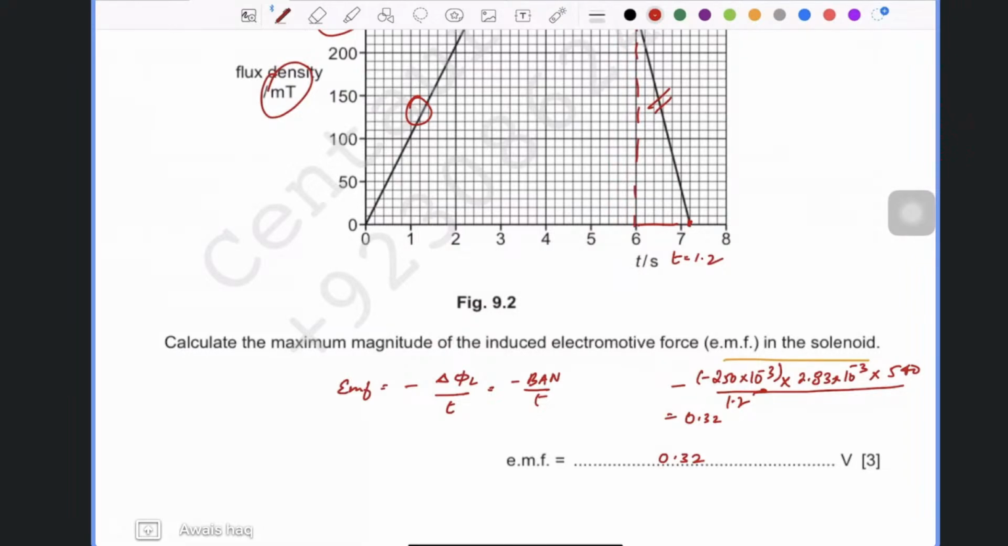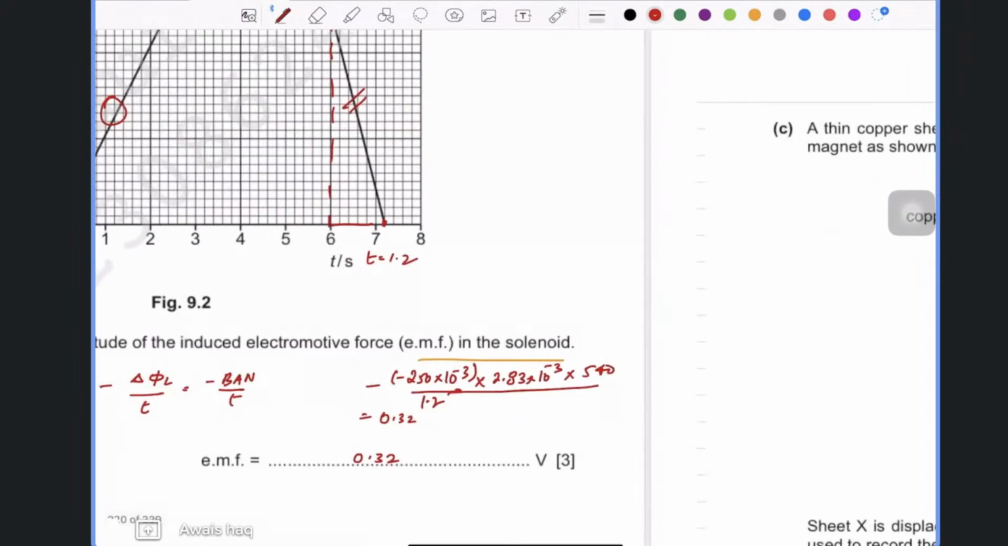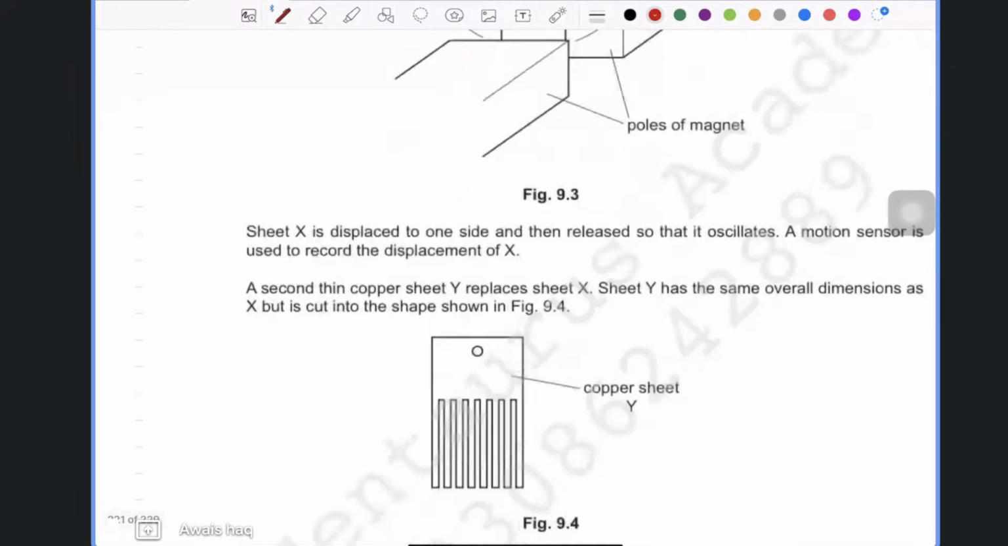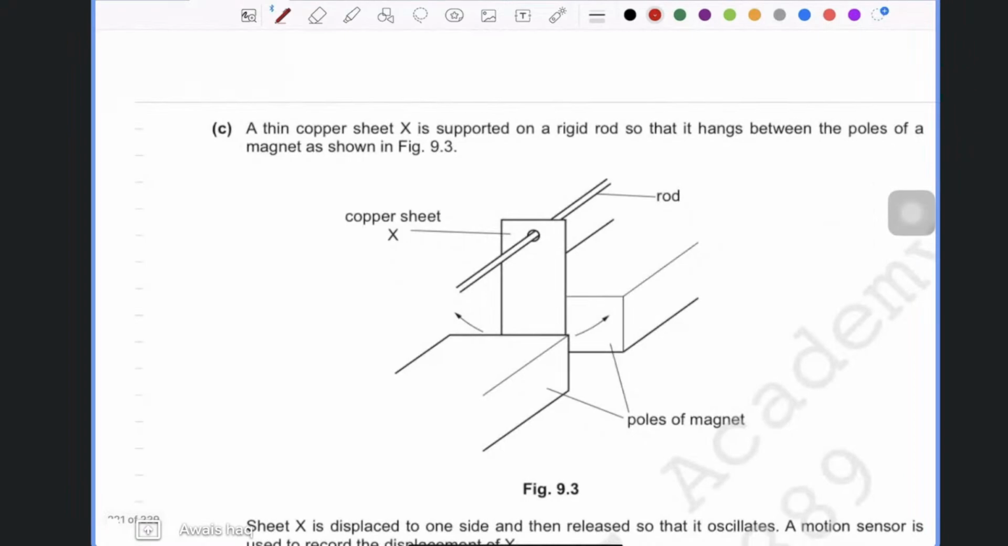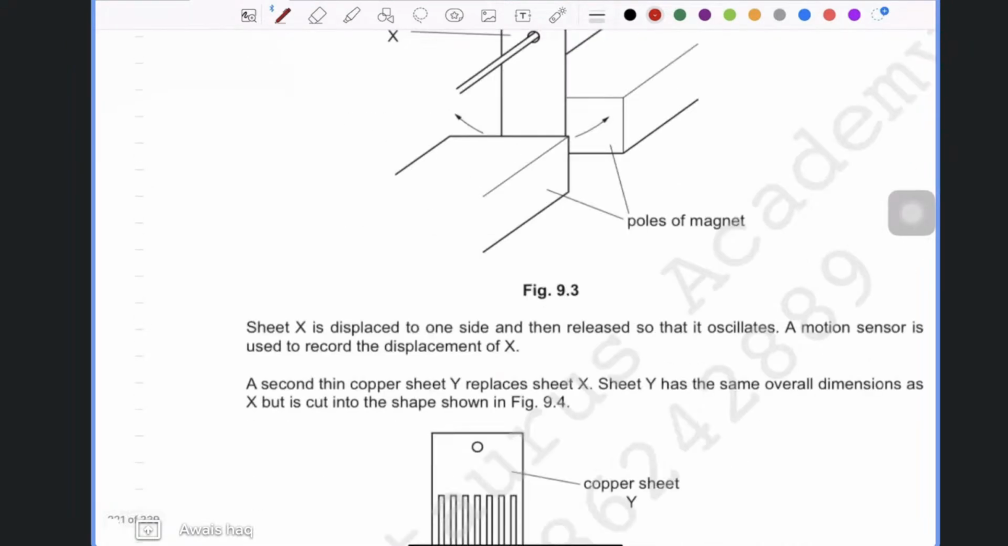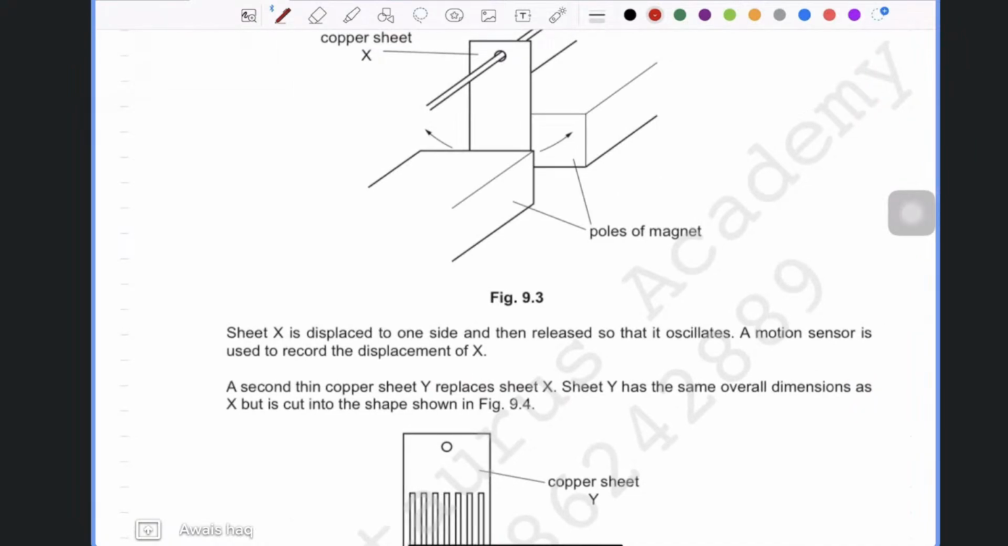Cool. Now we're gonna go forward. This question is so good. It says sheet X is displaced from one side and released, so it oscillates. The motion sensor is used to record the displacement X.